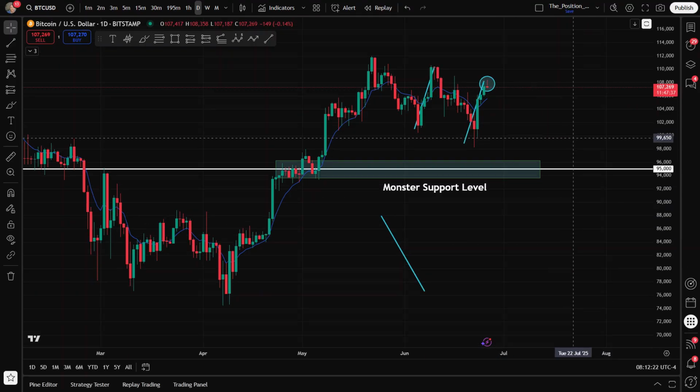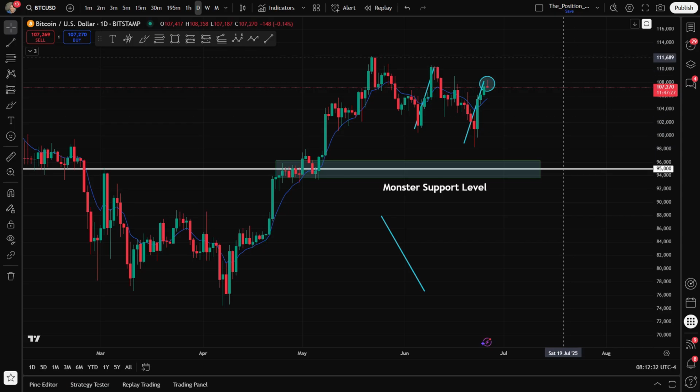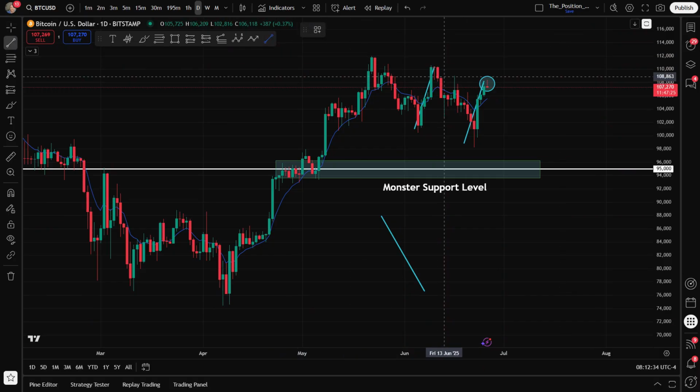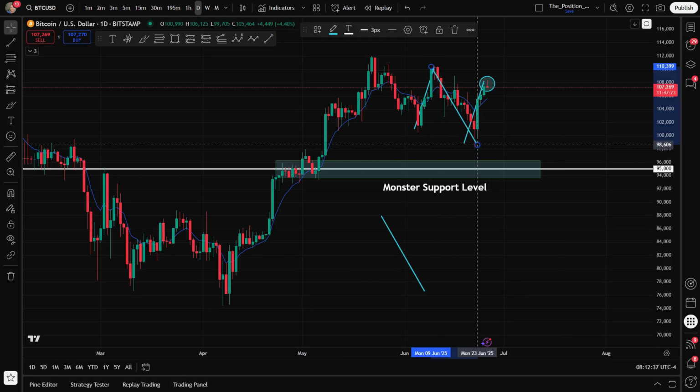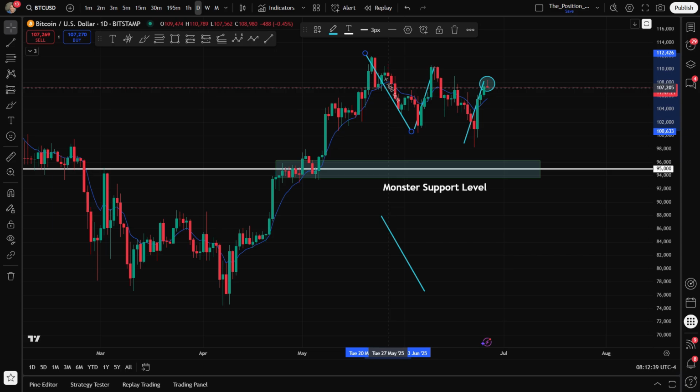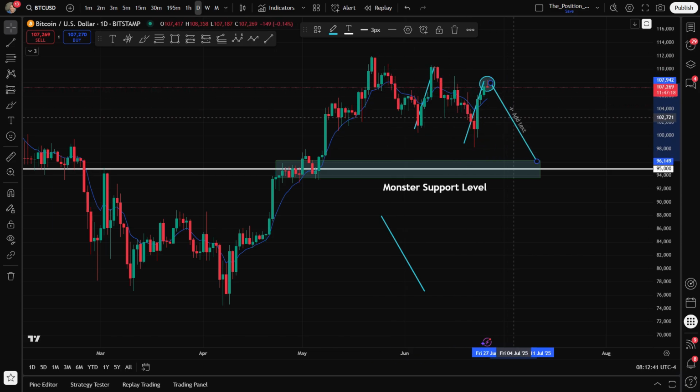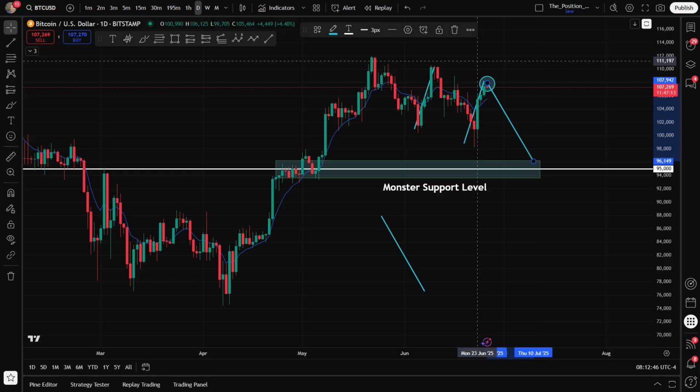And of course, the most powerful signal is when you have several of these factors overlapping. For example, if this move lower gets duplicated again, 1, 2, 3, that corresponds exactly with this monster support level. If we do get that move, which I'm really hoping for, at that point, I'm going to have a big boy position in Bitcoin.